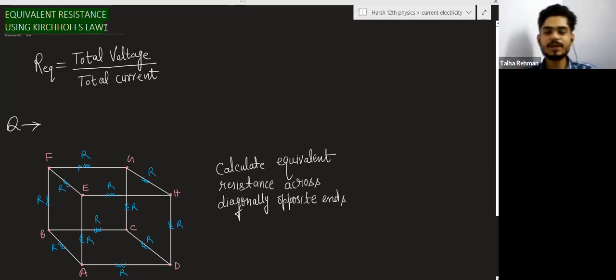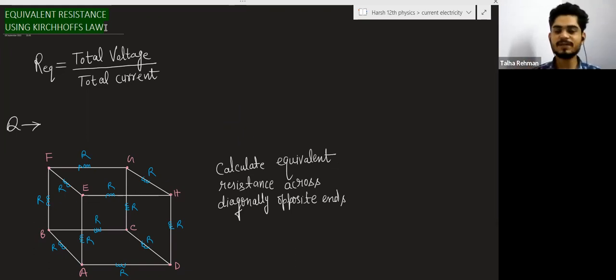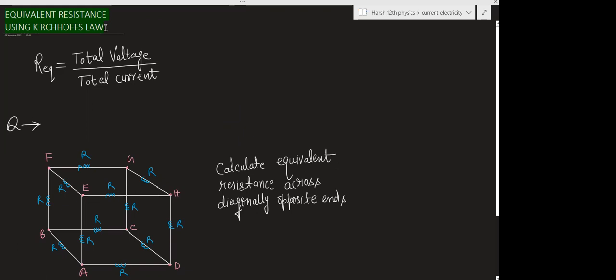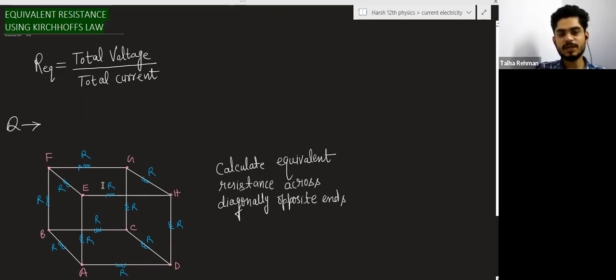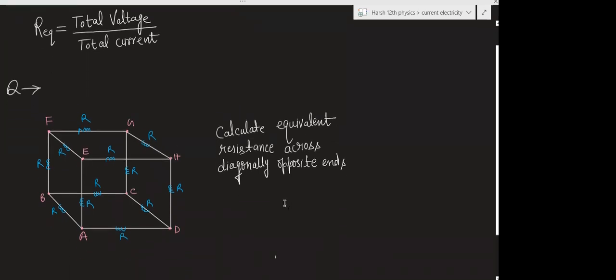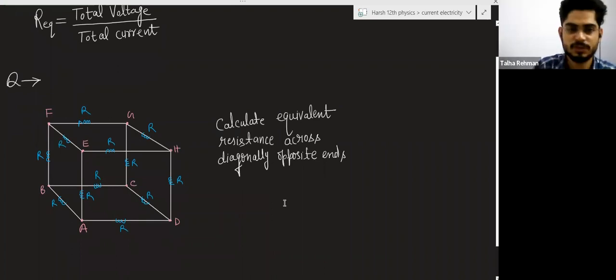What is the equivalent resistance? We have calculated the equivalent resistance many times. Equivalent resistance is equal to total voltage divided by total current. This is the idea we will use here. So see how I will solve this question. They are asking to calculate the equivalent resistance across the diagonally opposite ends. You can choose any of the diagonally opposite ends.